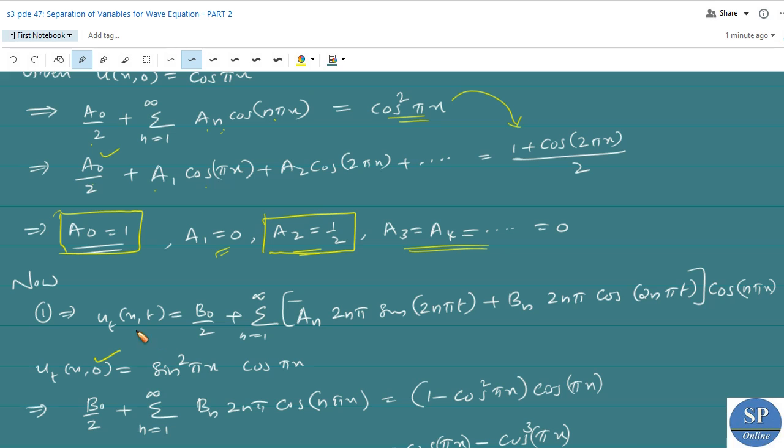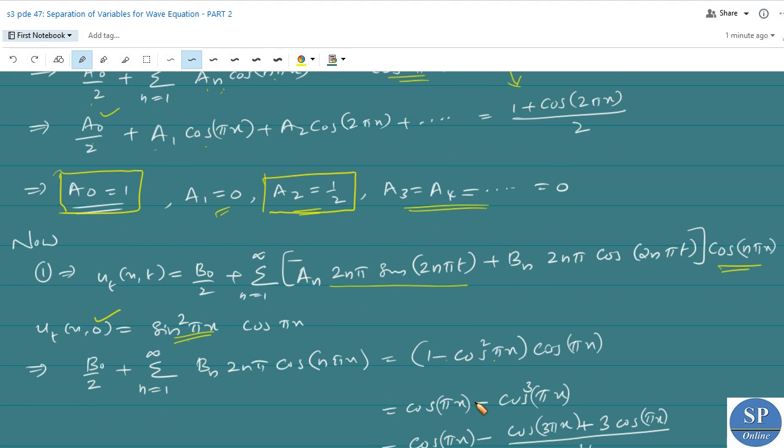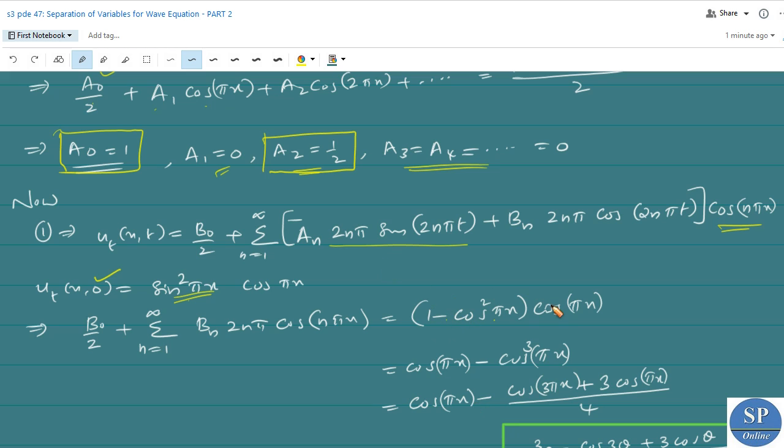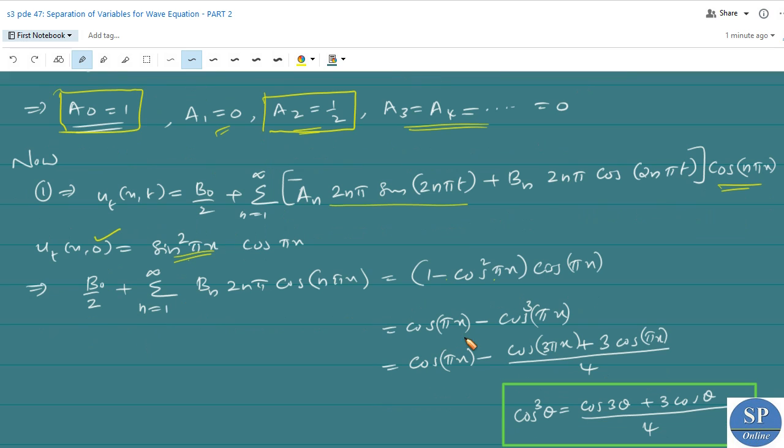When t equals 0, we have b naught by 2 plus, since the sine term will be 0, the term 2n pi b_n into 1 into cos n pi x, which is equal to sine square pi x into cos pi x. This is equal to (1 minus cos square pi x) into cos pi x, since we can write sine square pi x as 1 minus cos square pi x. So this is cos pi x minus cos cube pi x. We know the expansion of cos cube theta is (cos 3 theta plus 3 cos theta) divided by 4.